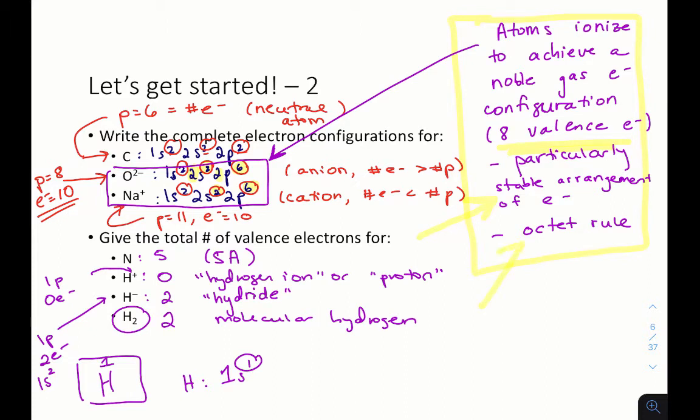We call this the octet rule, that atoms bond either by making ionic bonds, transferring electrons, or by making covalent bonds, sharing electrons, to achieve 8 valence electrons. Now, it is not the octet law. It is the octet rule. So we will encounter some exceptions to this.